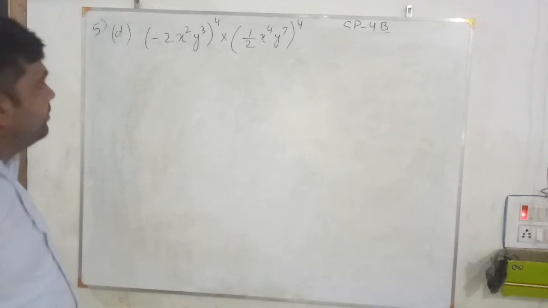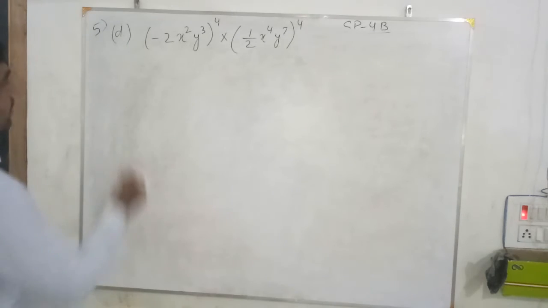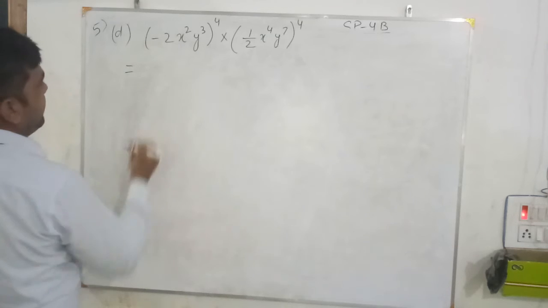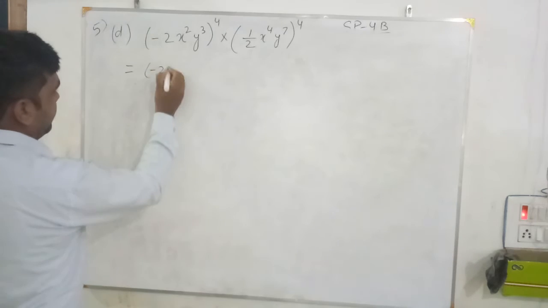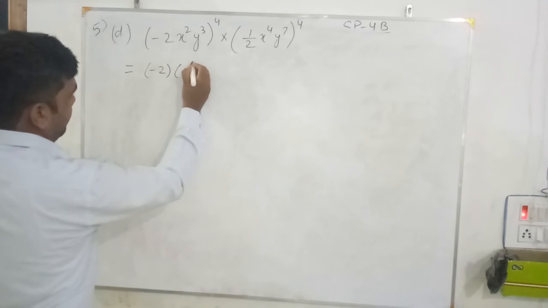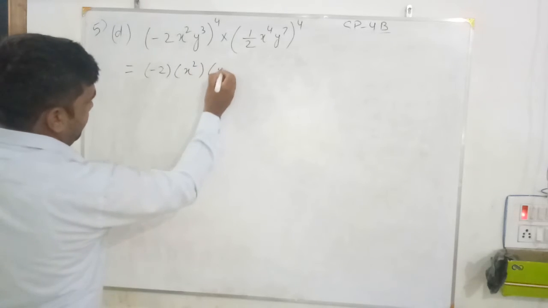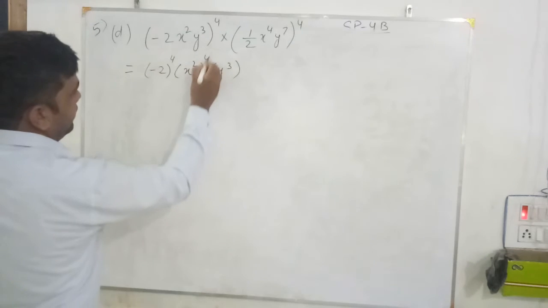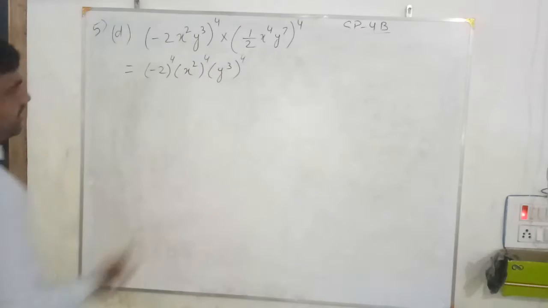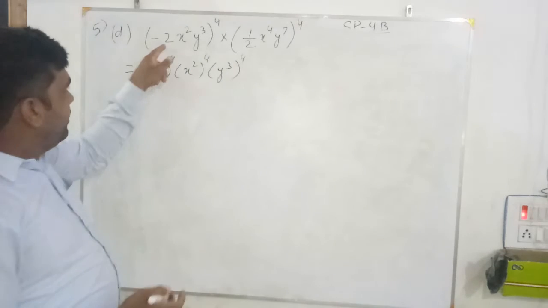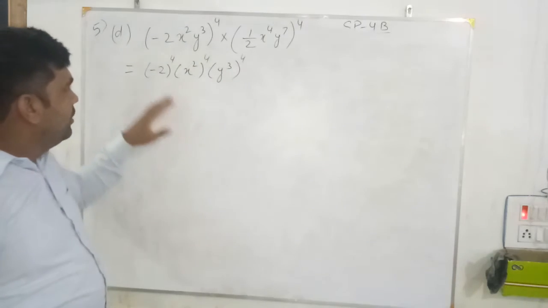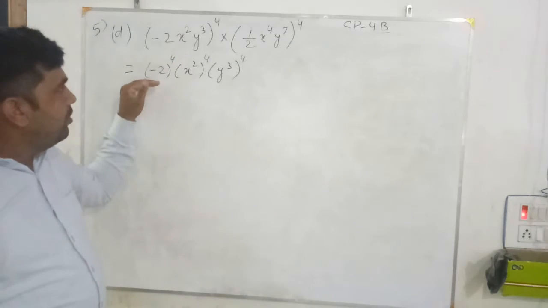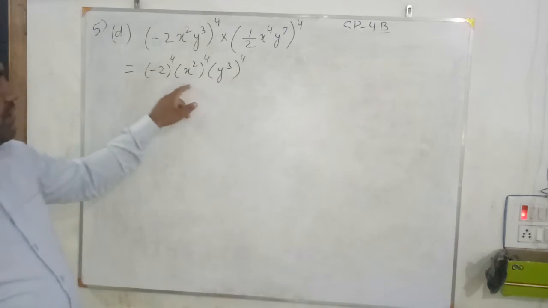See how we will do this question. So here you see 1, 2, 3 different bases there. So write all the 3 different bases: minus 2, x square, y cube, and distribute the power to each base. That is, the power 4 is common to all these 3 different bases, minus 2 x square y cube. So now when we are expanding this, we will raise this power 4 to each different base. That is minus 2 x square and y cube.